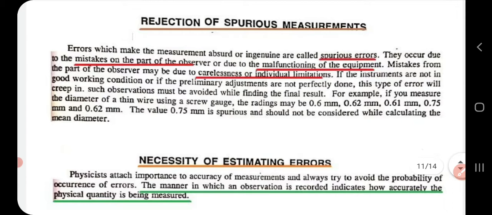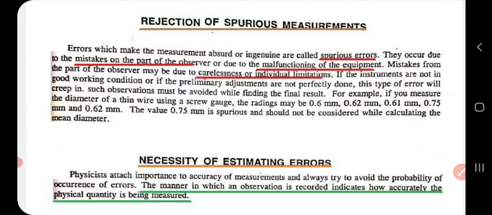Then rejection of spurious errors. Errors which make the measurement ingenuine, that is not correct, are called spurious errors. They occur due to mistakes on the part of the observer or due to malfunctioning of the equipment. Mistakes on the part of the observer may be due to carelessness or individual limitations. So here also they have given an example.